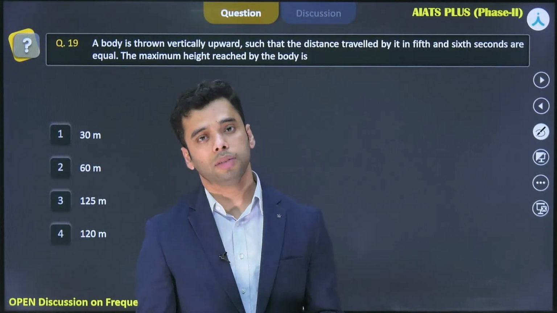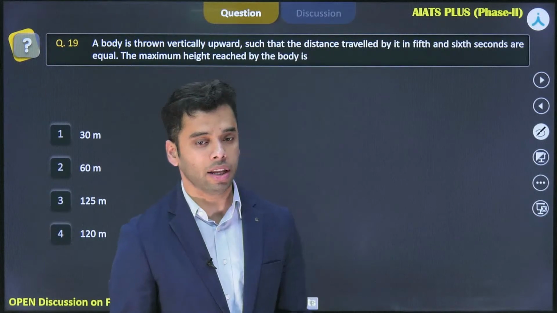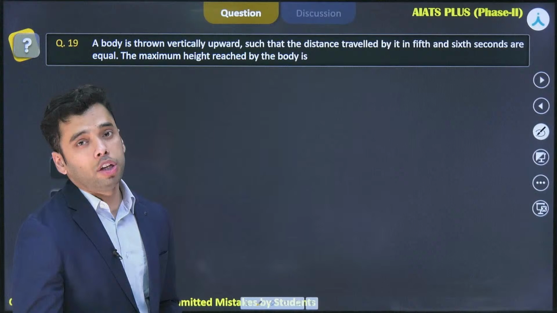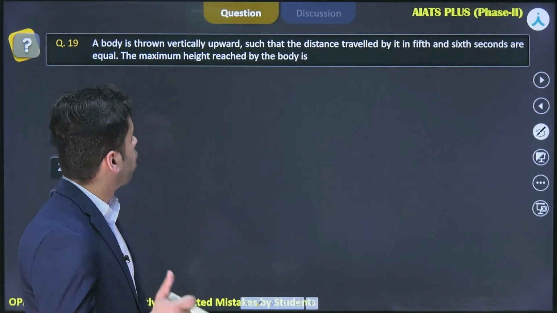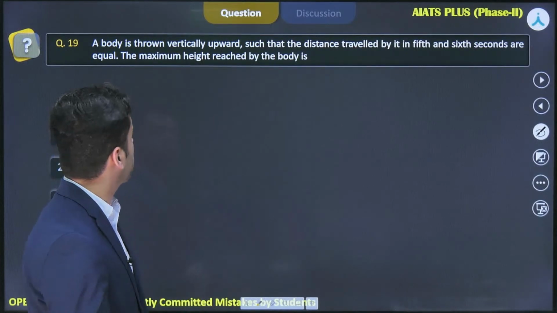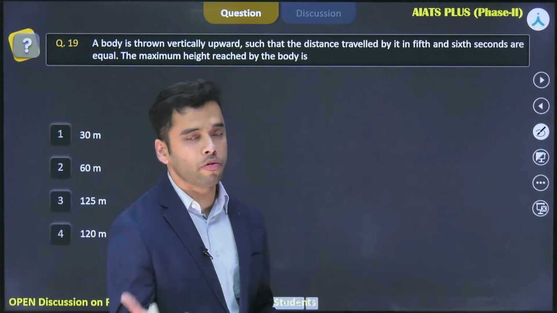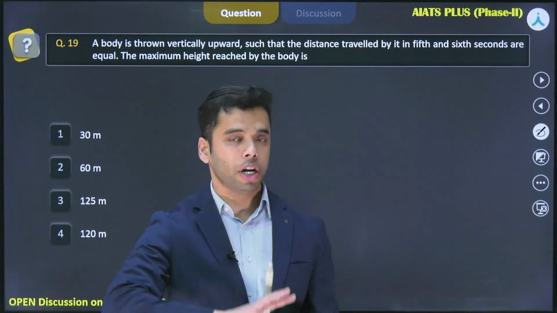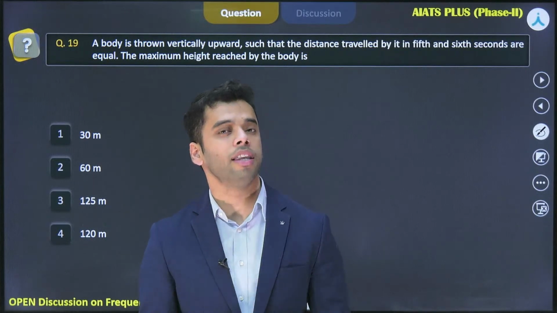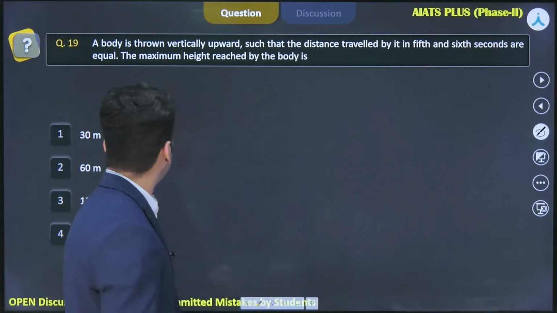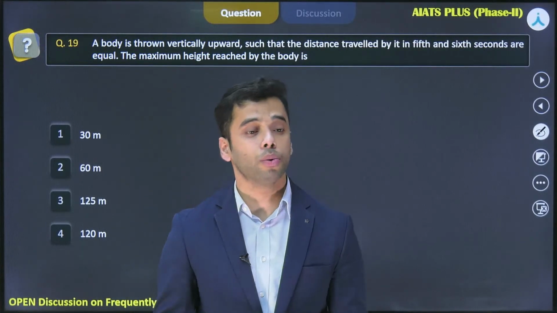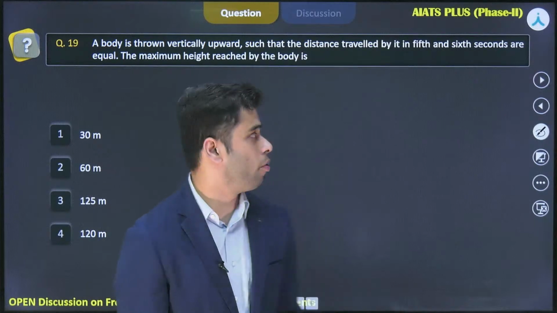Yes, and this problem is again from the chapter of motion in a straight line. It is problem 24 of the original paper. It says that a body is thrown vertically upward such that the distance traveled by it in the 5th and 6th seconds are equal. You need to calculate the maximum height reached by the body. So this time you are being asked to calculate the maximum height reached by the body.